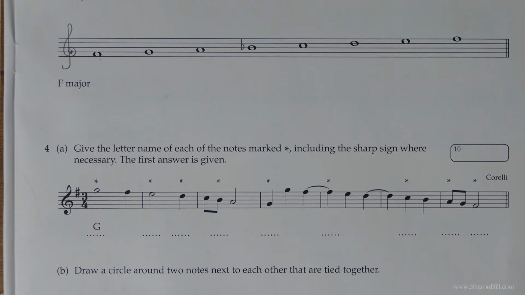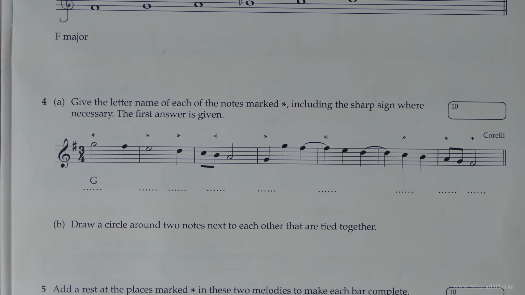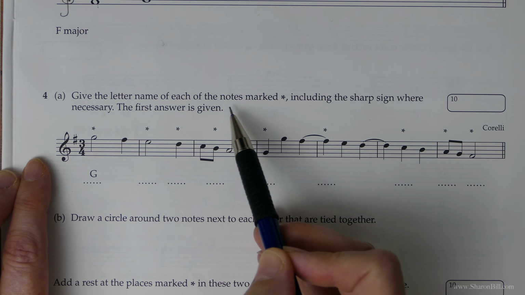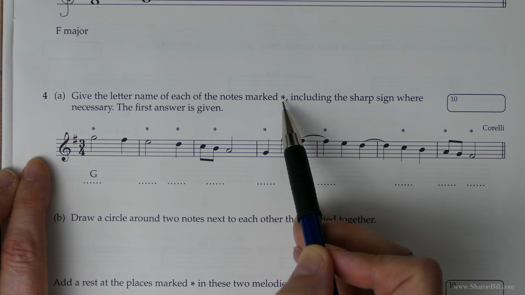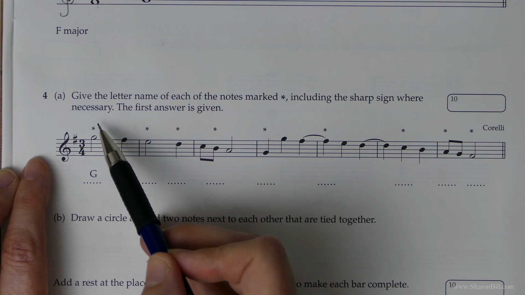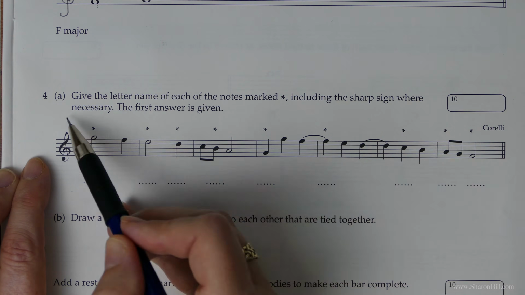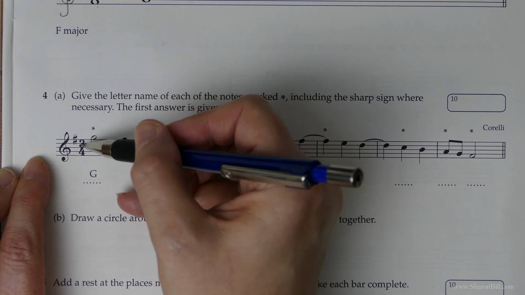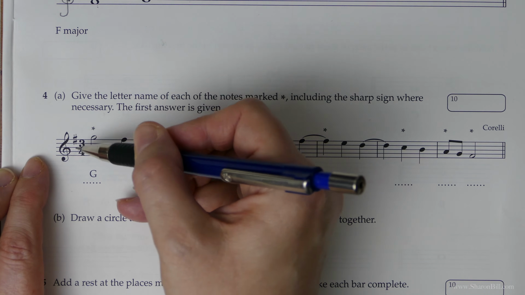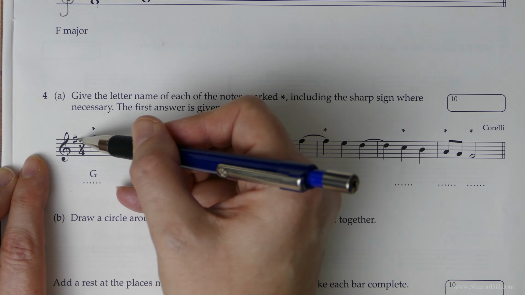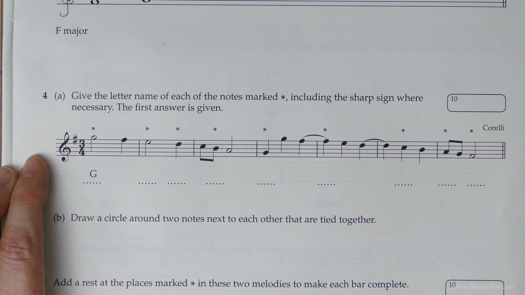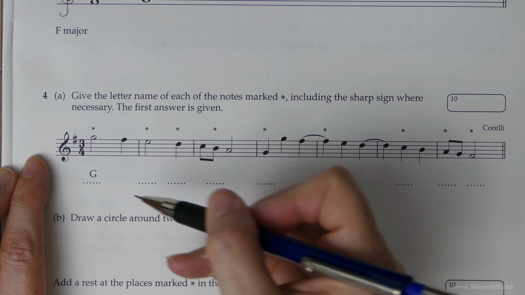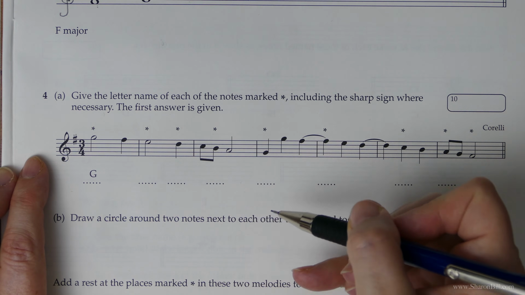Let's have a go at this next question. It asks us, question 4, give the letter name of each of the notes marked with a star, including the sharp sign where necessary. It's very generous of them to remind us there. The first answer is given. So don't forget we have a key signature here of F sharp, so every good boy deserves football. When there's one sharp, it's always F sharp. And so we need to bear that in mind if we need to write a note F anywhere.